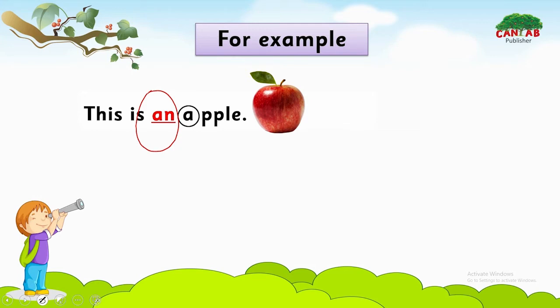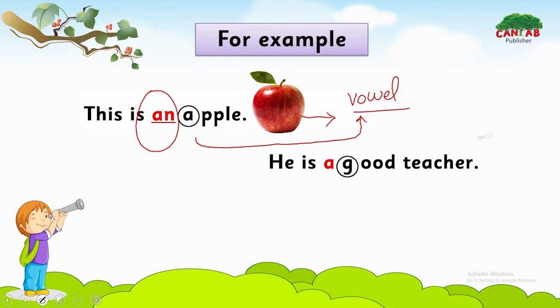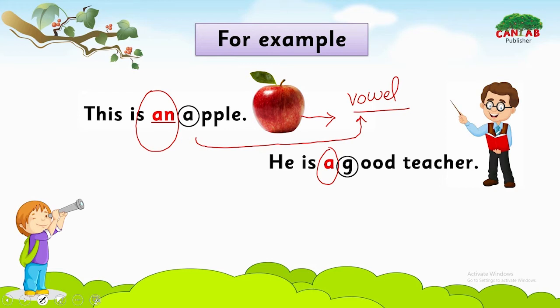Why? Because apple has a vowel sound. It is sounding like a vowel. That is why an is used. The next example is, he is a good teacher. Very simply, you are seeing that a is used, not an. And why? Because the sound is good, and it starts with the letter G, which is a consonant. So it sounds like a consonant, that is why a is used.